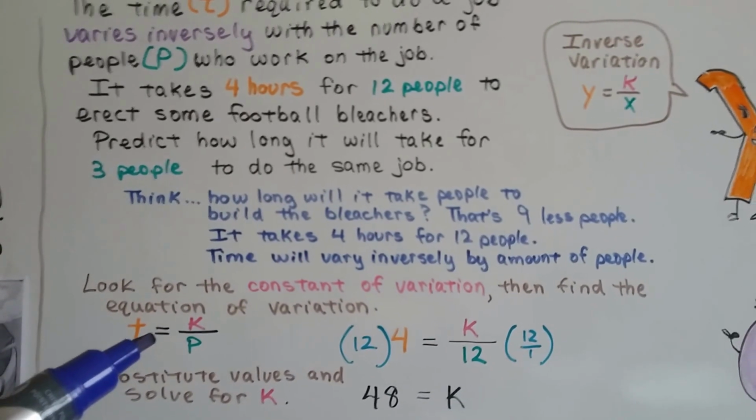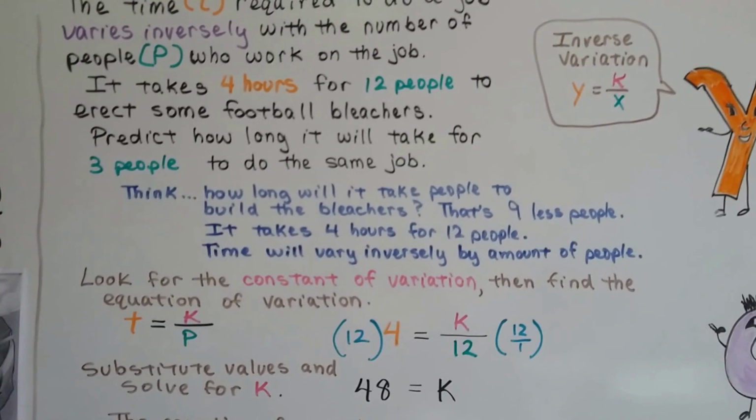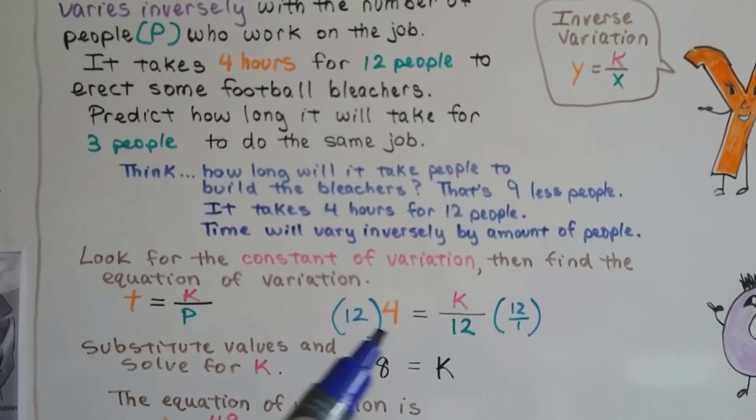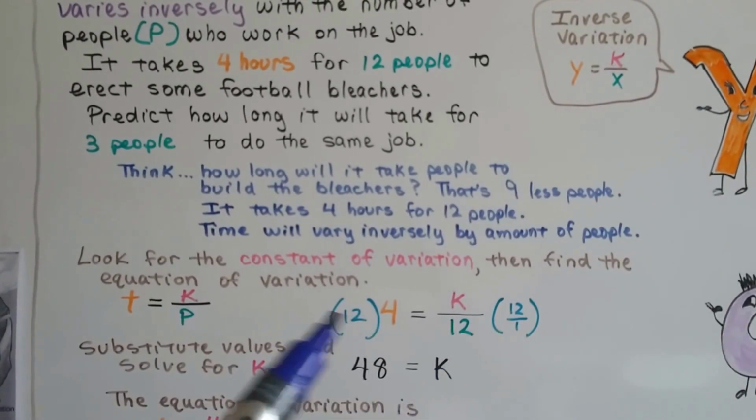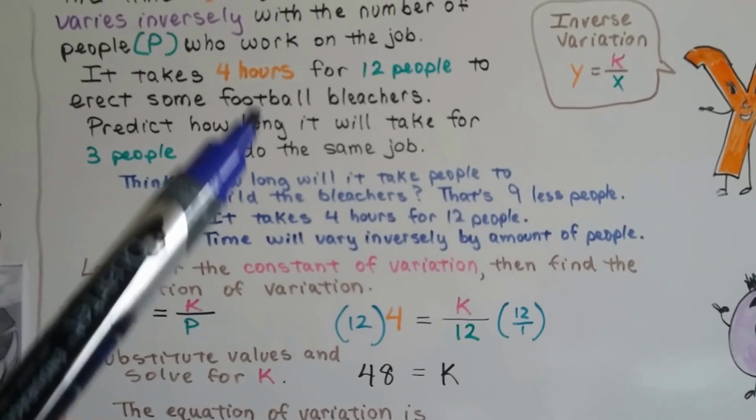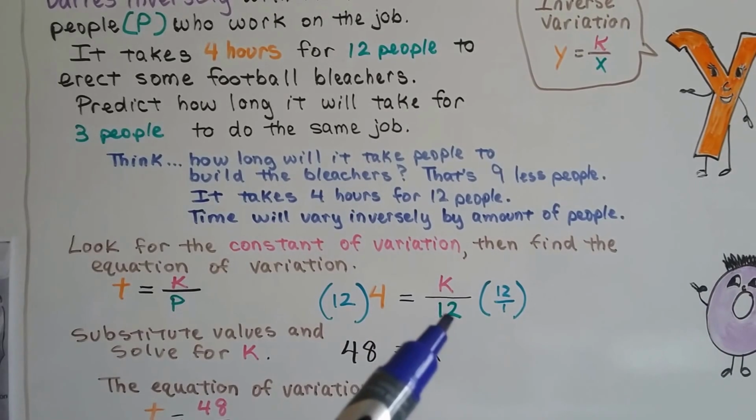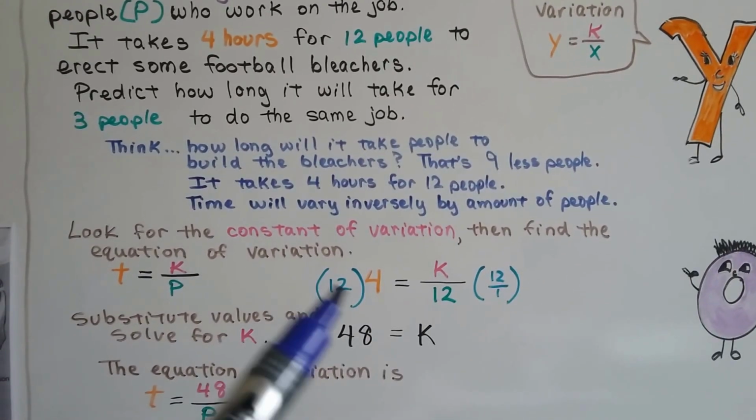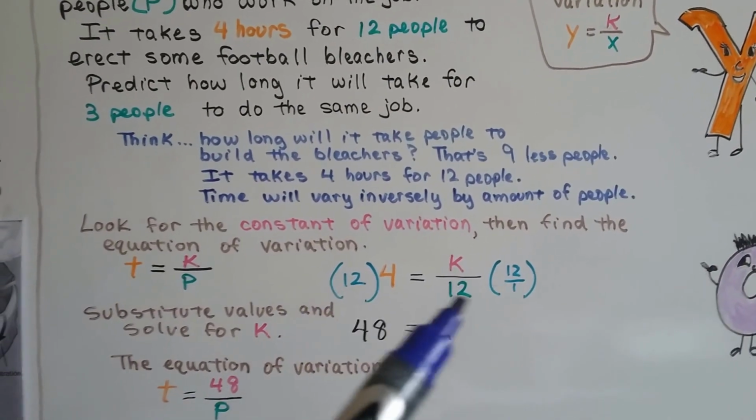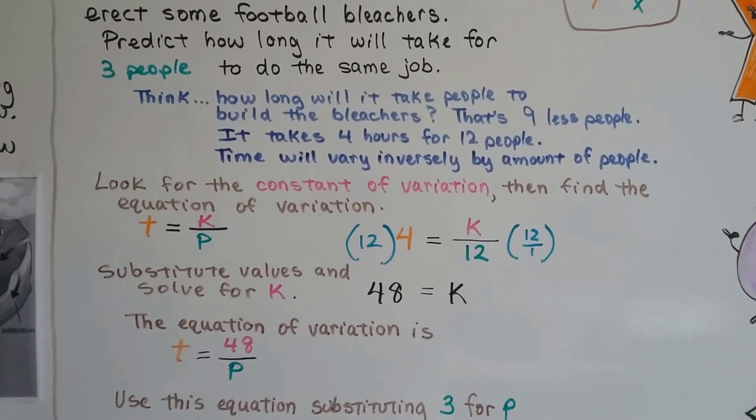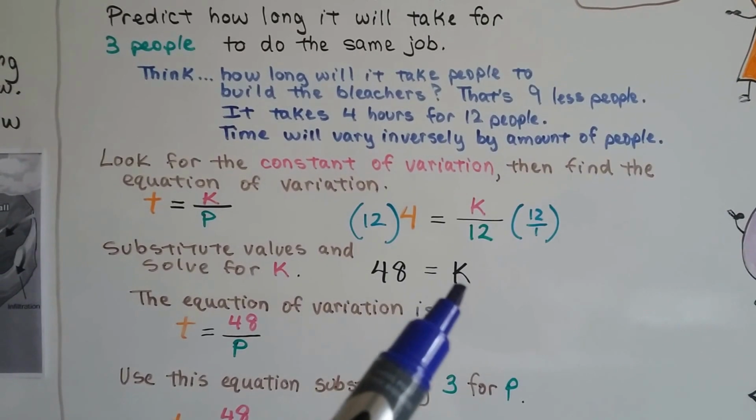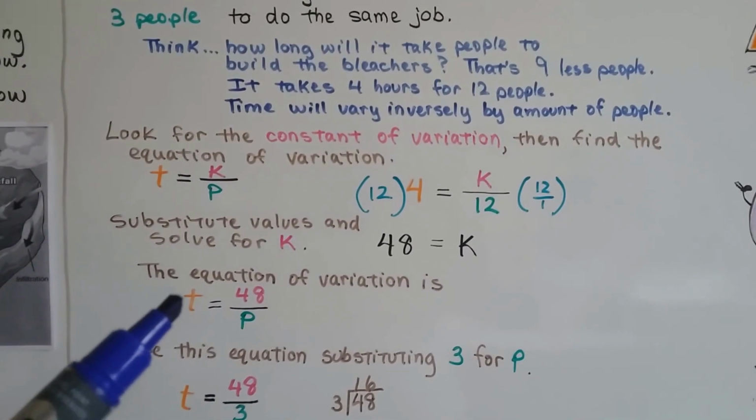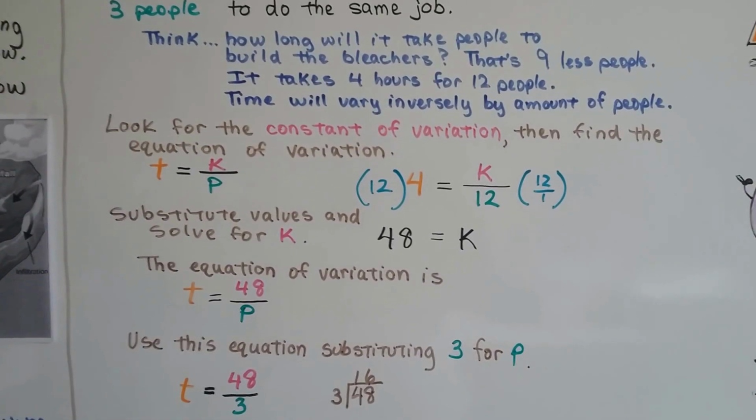So the time is going to equal K divided by P. All right? We can plug in the information we have. We can substitute it in, and we've got 4 hours and 12 people. We do 4 equals K divided by 12. We can multiply both sides by the 12 to isolate and solve for the K. And we get 48 for K. The equation of variation is t equals 48 divided by p.